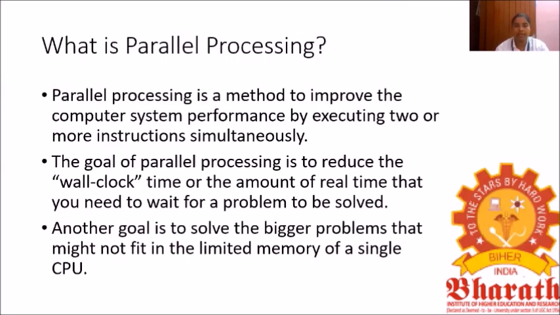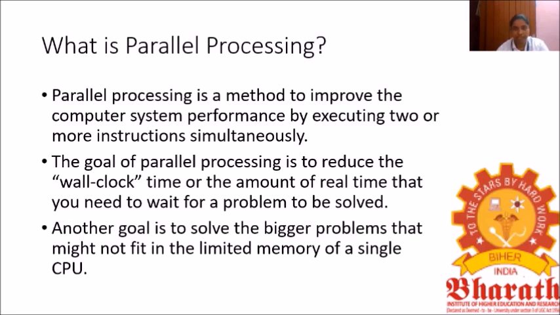What is parallel processing? Parallel processing is a method that improves a computer system's performance by executing two or more instructions simultaneously. It can otherwise be described as a class of techniques which enable a system to achieve simultaneous data processing tasks to increase the computational speed of a computer system.